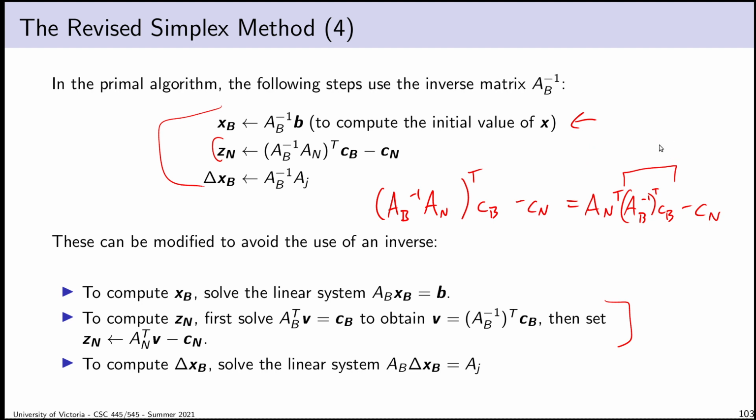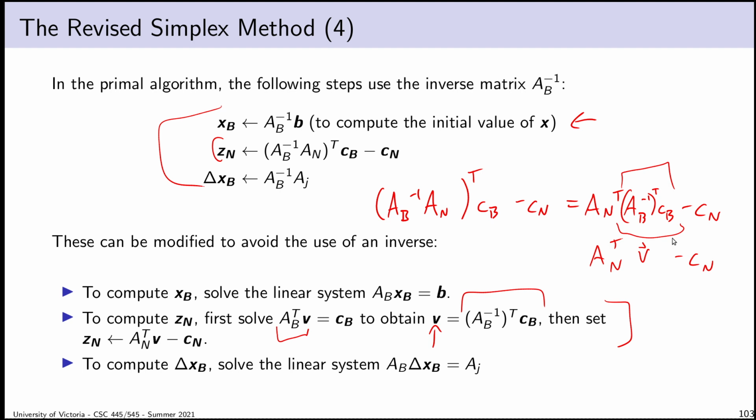Okay, so instead of setting Zn using this inverse calculation, what I could do is solve the system of equations AB transpose times V equals CB. And that would give me a vector v that is equal to this thing. And notice that this would be v here. All right. And then if I want to compute Zn, I then compute An transpose times V minus Cn. That's what's happening. I'm doing it in 2 steps, but actually I'm only solving one system of equations. I'm just solving the system AB transpose V equals CB, and then plugging the V that I get from that into the equation where this inverse calculation would otherwise be necessary.